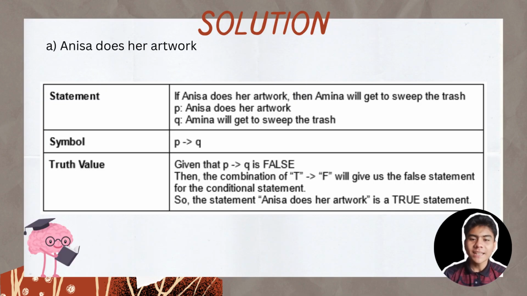For A, Anissa does her artwork. The statement given is: if Anissa does her artwork, then Amina will get to sweep the trash. We will assign P for Anissa does her artwork and Q for Amina will get to sweep the trash. The symbol given is P implies Q. The truth value, given that P implies Q is false, then the combination of true implies false will give us the false statement for the conditional statement. So, the statement Anissa does her artwork is a true statement.